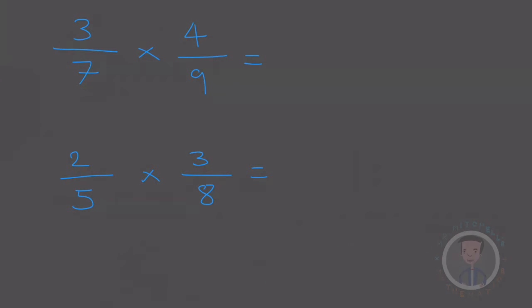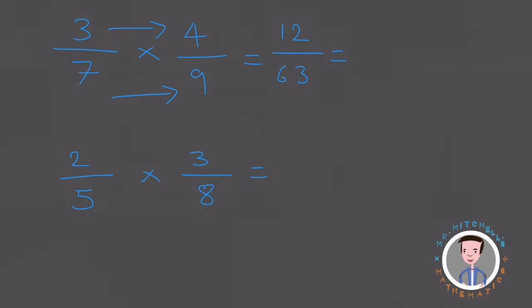Great, so the first one is 3 times 4 and 7 times 9. 3 times 4 is 12 and 7 times 9 is 63. What goes into both 12 and 63? Well, we know 3 does. So that's 4 on the top because 12 divided by 3 is 4. And that is 21 on the bottom because 63 divided by 3 is 21.